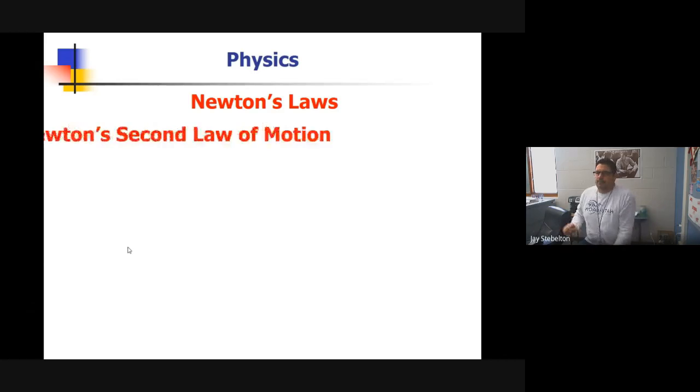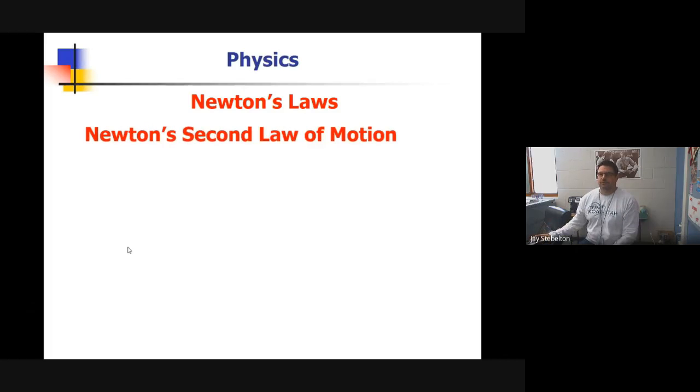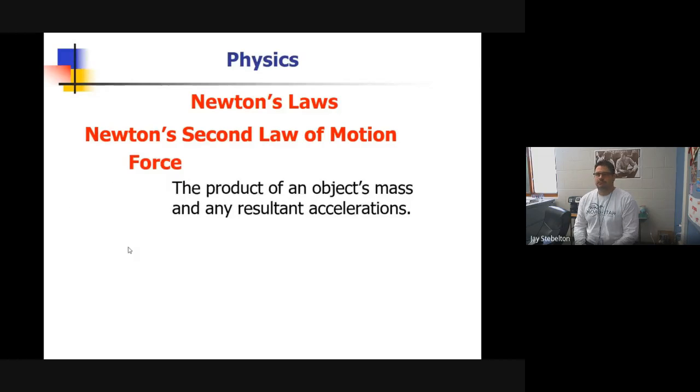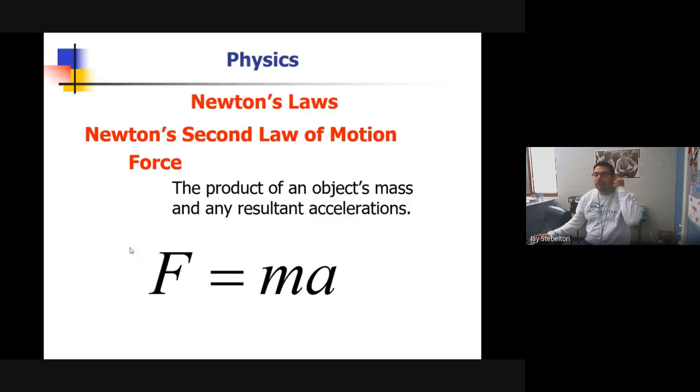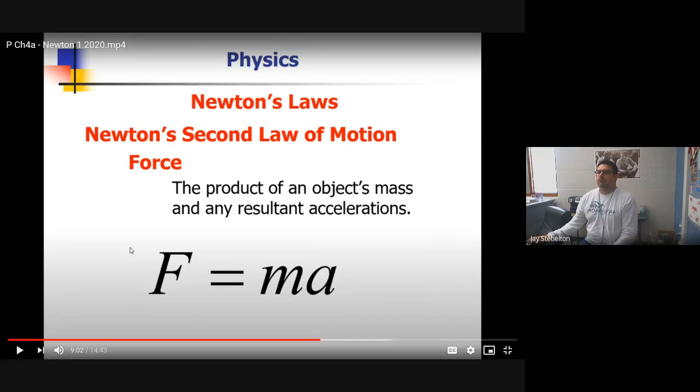The second law is the definition and the mathematics behind a force. A force is the product of an object's mass and any resultant accelerations. Or mathematically, the deceptively simple looking equation F equals ma. All right, with Newton's second law, the definition is multiplying the mass times the acceleration.